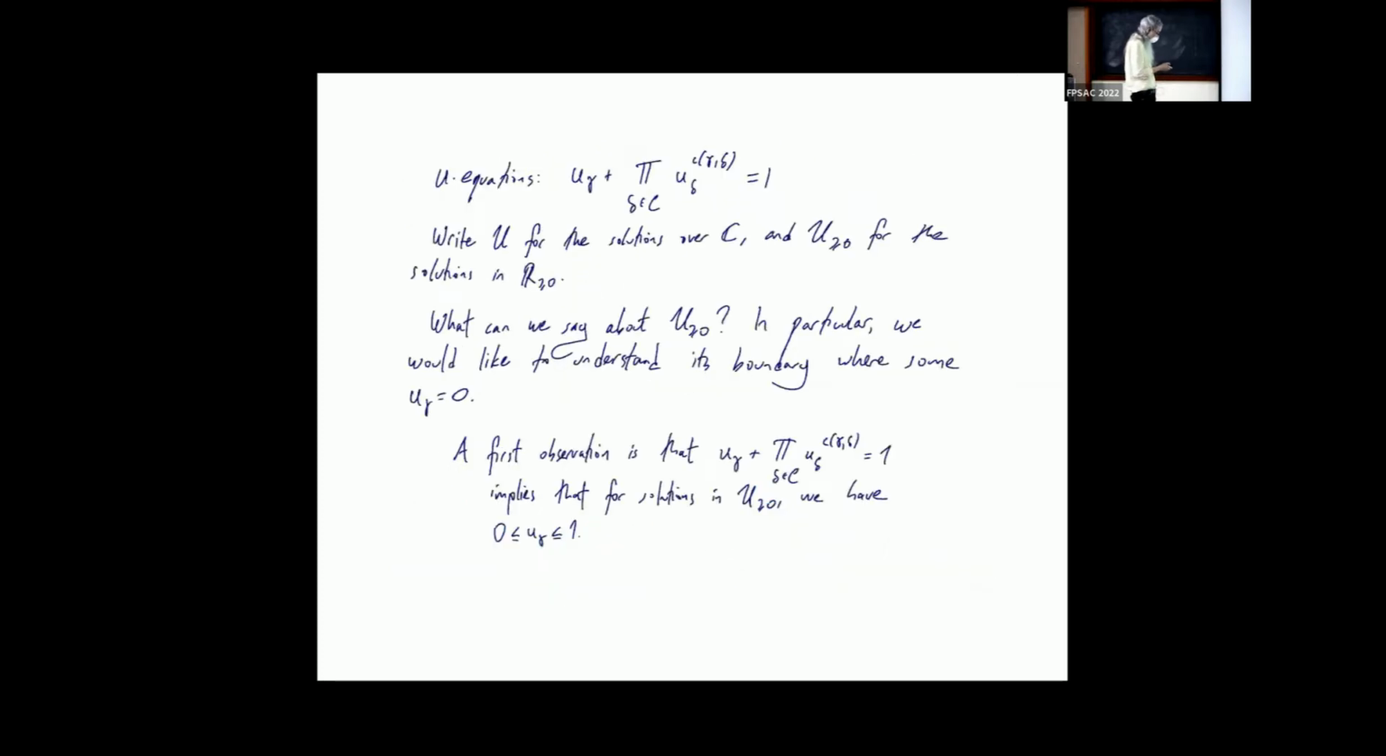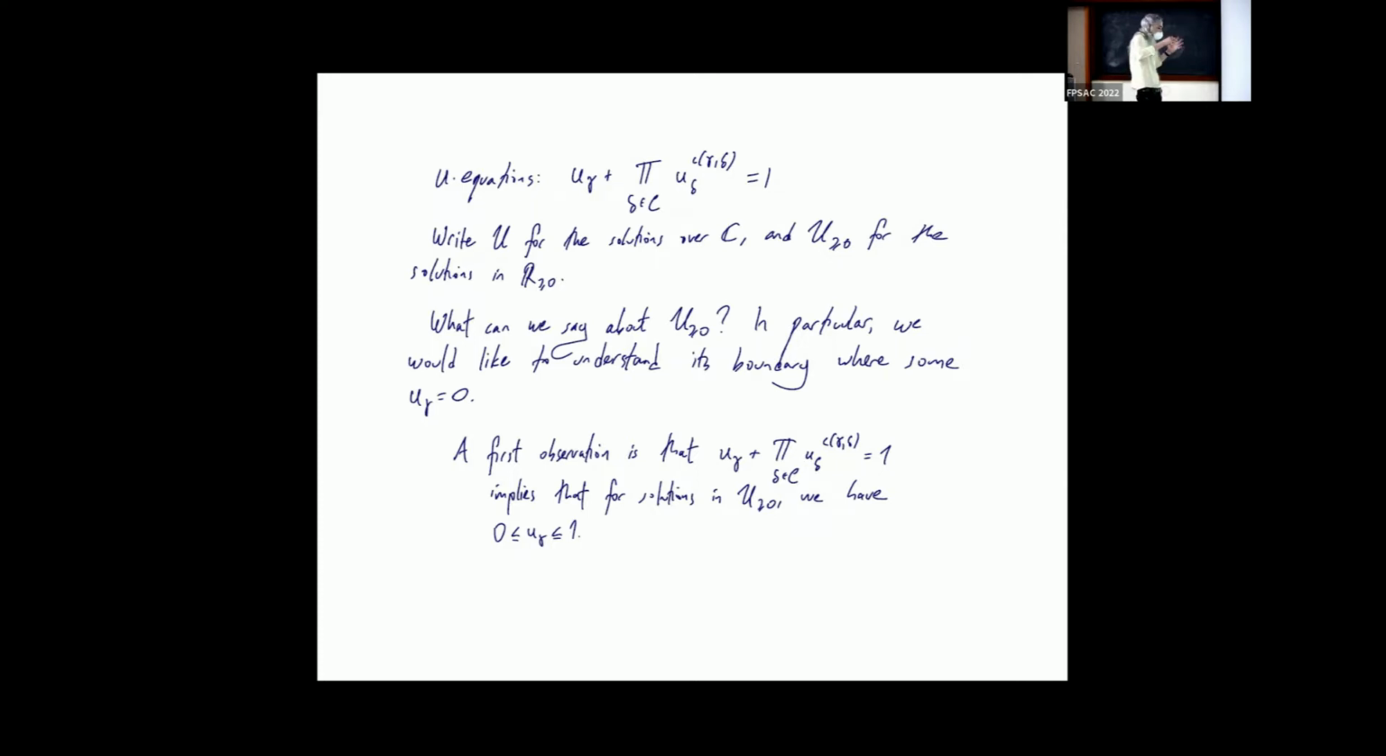So here are the equations again, just to recall them. We're going to be interested in solving the equations. So I'm going to write u for the solutions over the complex numbers. I'm going to write u sub greater than or equal to 0, which I'm going to call the totally non-negative part of u, for the solutions where all the u's are non-negative. And that's really going to be the thing that we're going to be particularly interested in understanding.